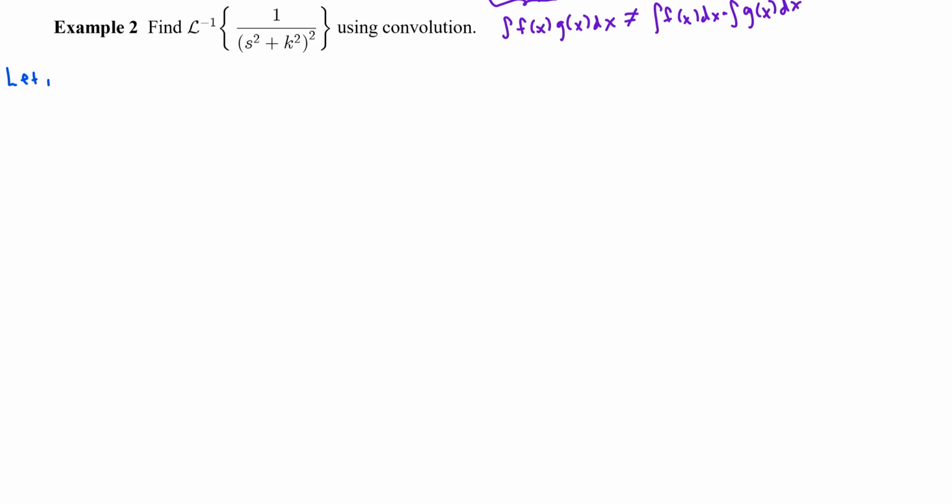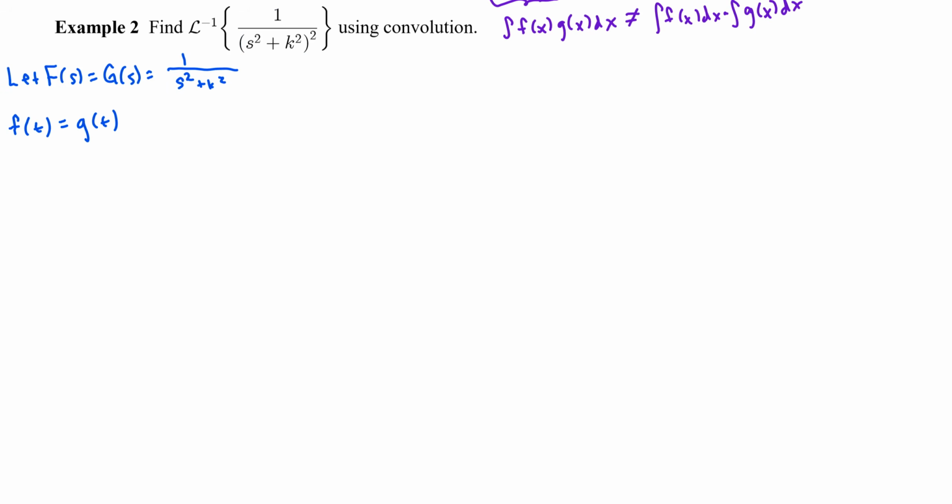We're going to say that both big F of s and G of s are the same function, that is 1 over s squared plus k squared. So I recognize F of s times G of s gives me this function right here, and I'm going to view that as the product of two functions of s. Now, big F of s inverse transforms into little f of t, and big G of s inverse transforms into little g of t, and they're going to be the same.